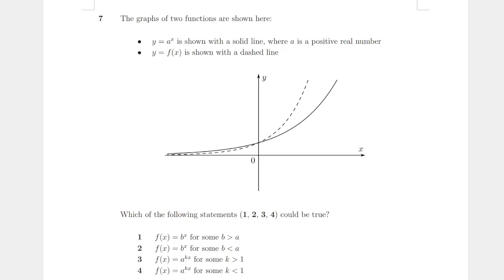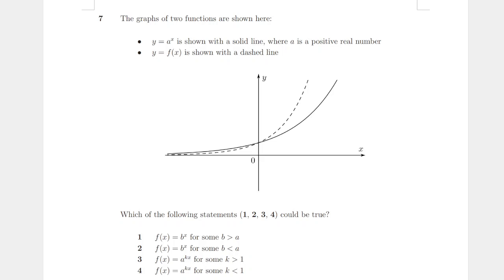Well, y equals f(x) is sort of, the right-hand side is above the original line, right? But then the left-hand side is below the original line. Yeah? So let's have a look at the statements. Which of the following statements, 1, 2, 3, 4, could be true? Okay, you see there are two pairs. 1 and 2 basically form a pair, and then 3 and 4 form a pair, right? If 1 is correct, then 2 is not correct, and vice versa.